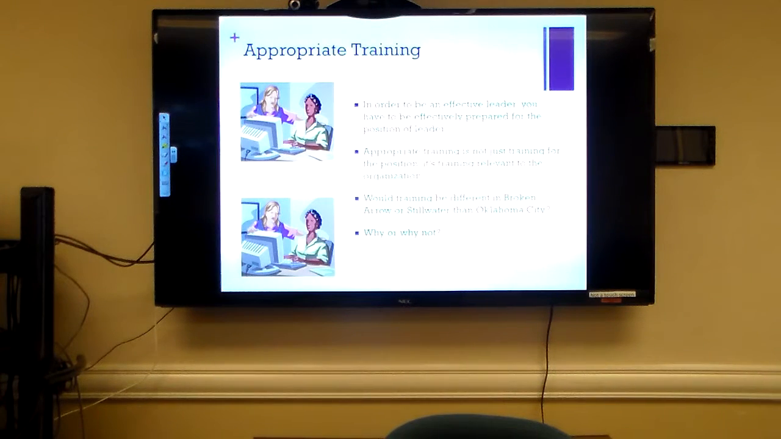You have to be effectively prepared for the position of a leader. Appropriate training is not training for the position. It's relevant for wherever you go, and it's also organizationally specific. You're learning in Oklahoma State's program how to be an effective leader in the state of Oklahoma, and then potentially from a national perspective. But training is different in different organizations. What you need to know in Broken Arrow is different than what you would need to know in Stillwater or Oklahoma City because of demographics, because of population shifts, and I think that's important to note.